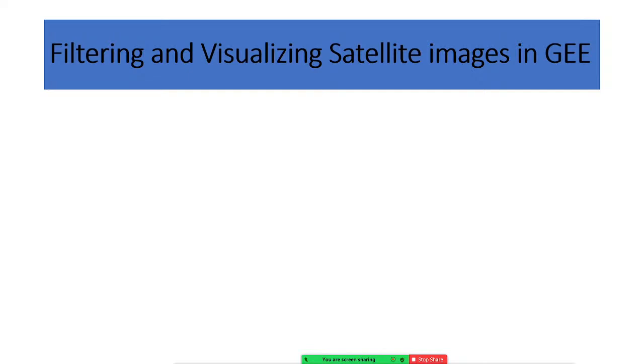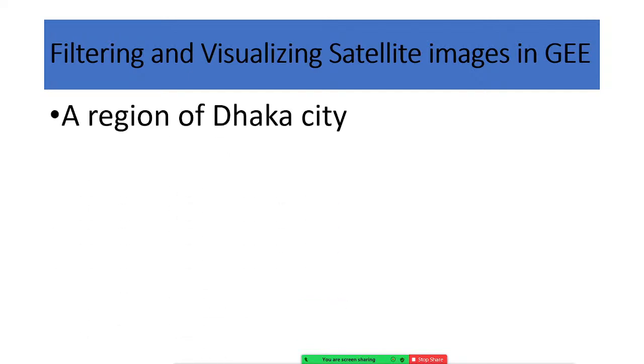Okay, so when you want to filter any satellite images, it depends on some factors. Suppose you want to filter these satellite images for a specific region. Suppose you need satellite images for the region of Dhaka city, or another region that you need. So this is one factor: your region of interest.